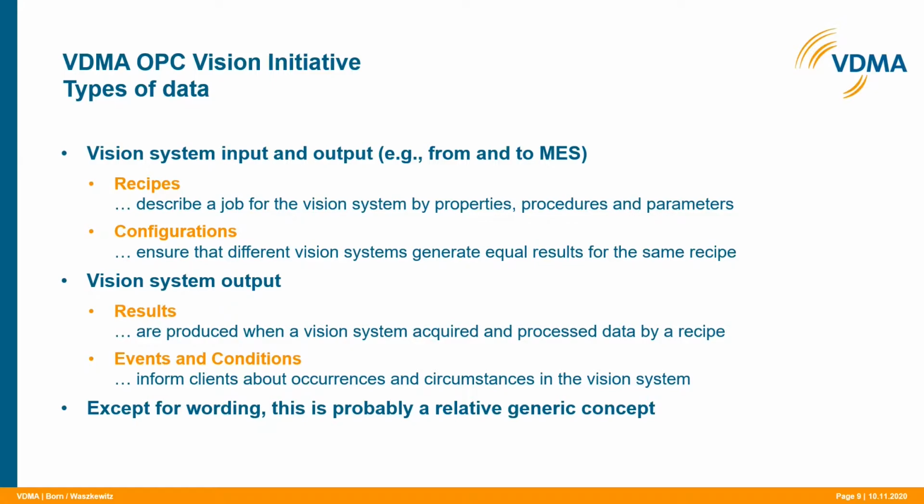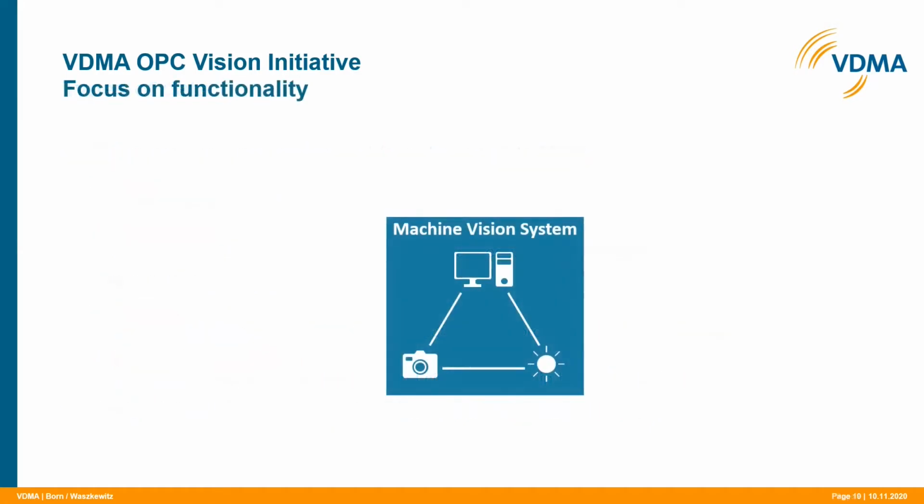The purpose of a machine vision system is of course to produce results from the image data they acquire and process. In addition, they also produce events and conditions, like error states and alarms, to inform clients about various occurrences. We believe that this concept is relatively generic for all kinds of systems, although the wording may differ.